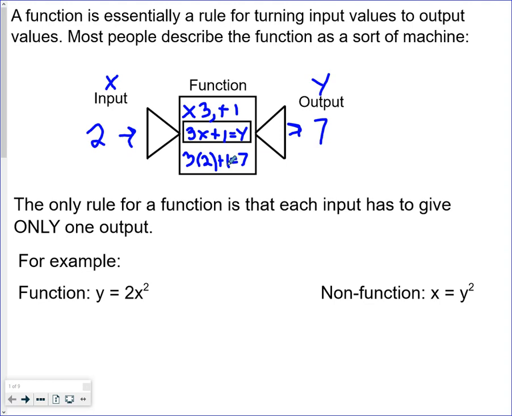There's one rule that makes it a function, and that is the rule that you can only have one output for any given input. So if you put one number into the function, you get out one number. You don't get out two numbers. For example, let's do one that's not a function.